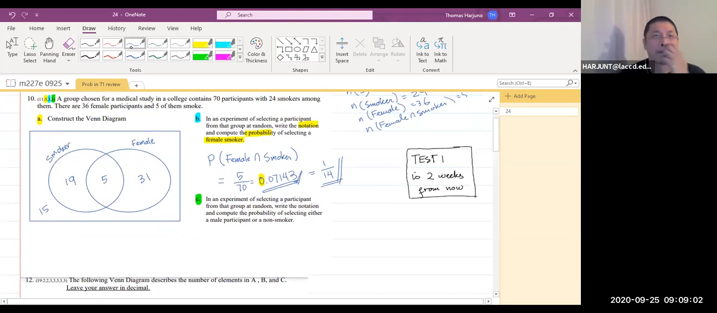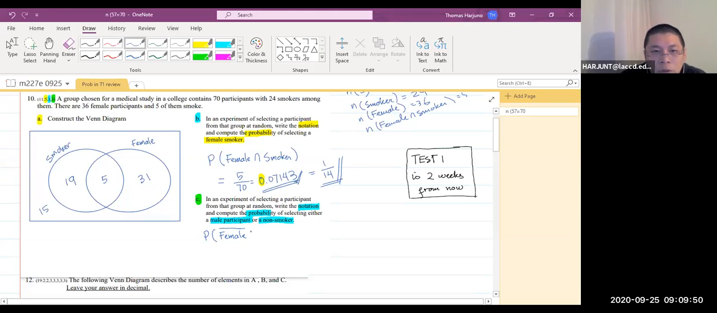Okay, part C. In the experiment of selecting a participant from that group at random, write the notation and compute the probability of selecting either a male participant or a non-smoker. Now, notation-wise, when we say male participant, it's not female, outside of female. So the notation is supposed to be like this. But Thomas, not female is male. Should I write it that way? Can I just write male? Technically, no, because in our Venn diagram, we only see smoker and female. So male should be interpreted as outside of female. That's how we will see it.